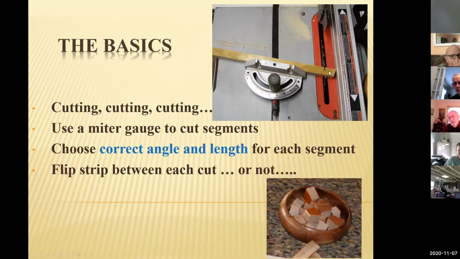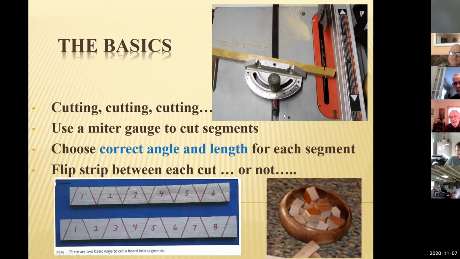And there are two different ways of doing this. One is you can just take the piece and cut it like this. So you have strip piece 1, 2, 3, 4, 5, 6. But then you have a lot of waste. Now you would use this only if you have wood that has a particular grain in it that you want to show on the outside of the bowl. Okay, that's very unusual.